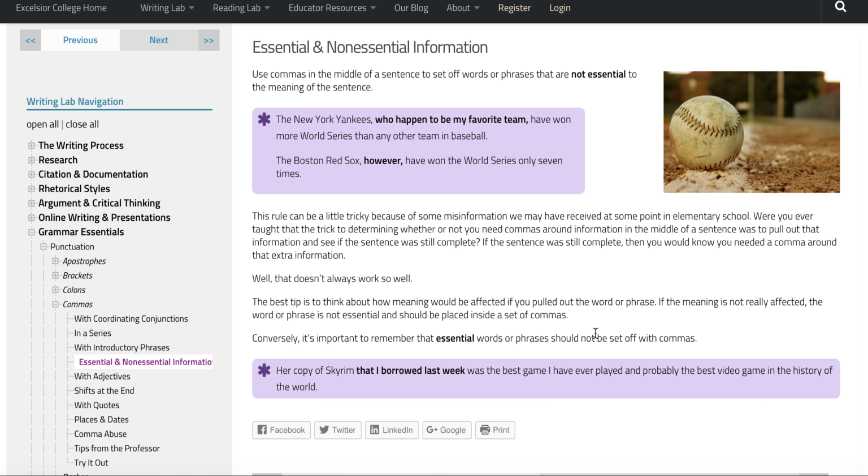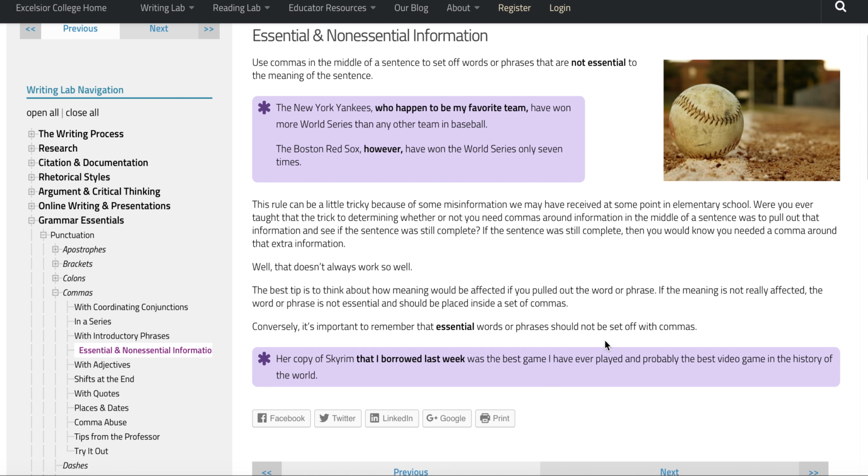One tip that I like to give my students is that you know for sure that if the phrase begins with "that," so here's a copy, her copy of Skyrim that I borrowed last week, the "that" makes it essential, and so you won't need the commas. But just remember, in general, the rule is if you have non-essential information, you must set it off with commas. And the way you determine essential and non-essential information is based on the meaning in the sentence and not structure.